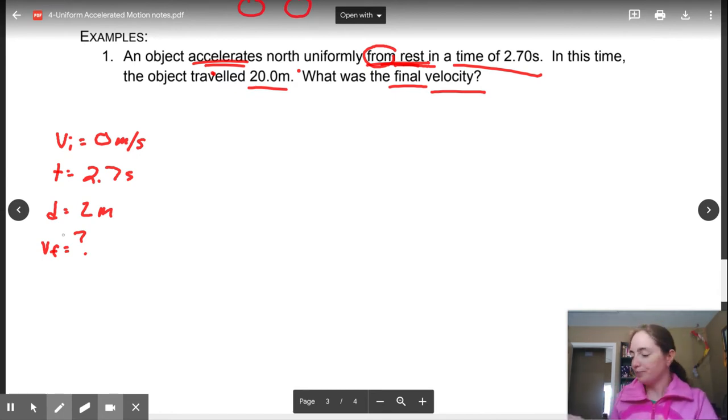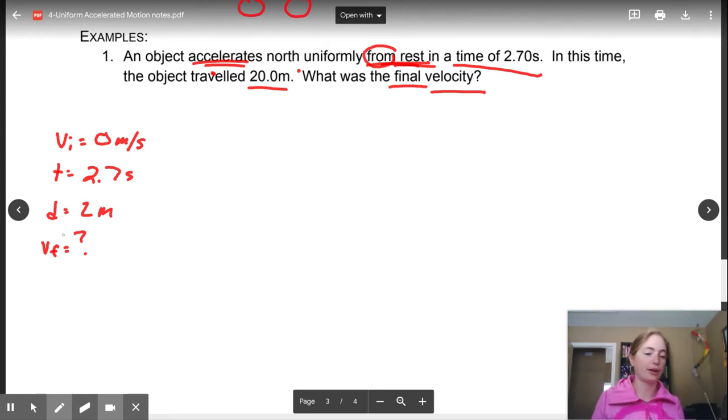So, my first equation, well, it has A in it. Well, I don't have A, so I'm not even going to look at the rest. D equals VIT plus 1/2 A. Okay, A, can't use that one. D equals VFT minus 1/2 A. Nope, can't use that. D equals VF plus VI over 2 times time. Hey, that one's got all my variables. That one doesn't have A. Pretty good. I'm just going to double check the last one just to be sure. VF squared plus V equals VI squared plus 2AD. No, can't use that one.